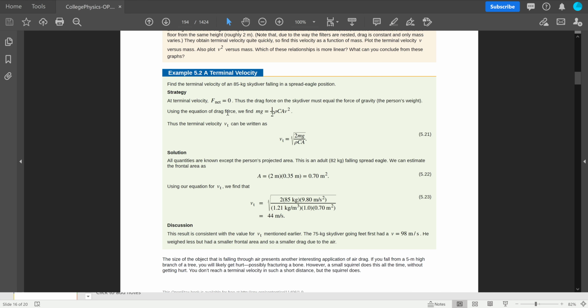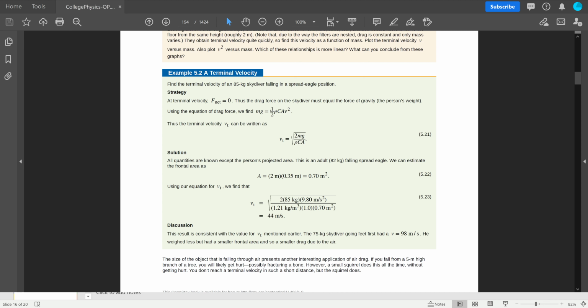Okay, so if we're looking for the terminal velocity, as we mentioned in the slide before, that means our net force is 0, because that's where the forces equal each other out. Thus we use mg, which is just the force of gravity acting on them, equals 1/2 rho CAV squared, as shown here. And if we're looking for a velocity, then we have to rearrange this equation here.